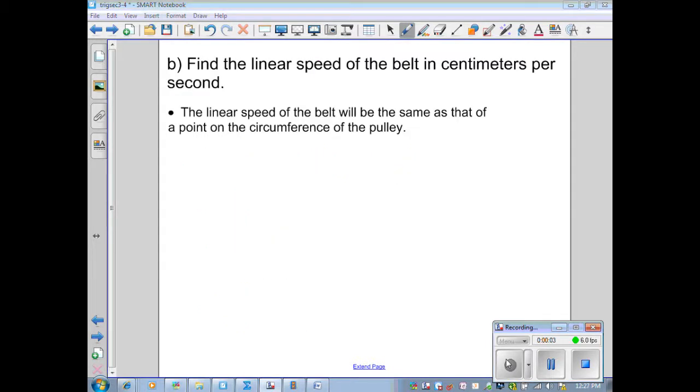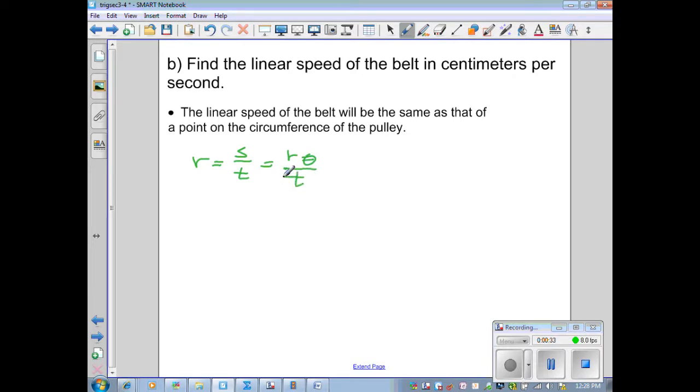Continuing with the previous problem, they now want us to find the linear speed of the belt in centimeters per second. Remember, the linear speed of the belt will be the same as that of a point on the circumference of that pulley. So again, what we want to do here is find the velocity. Remember, the velocity or linear speed is going to equal s over t. This is from the diagram on previous slides.